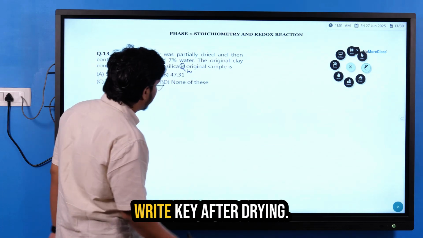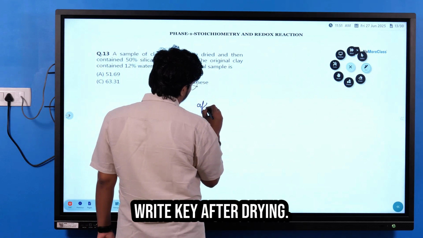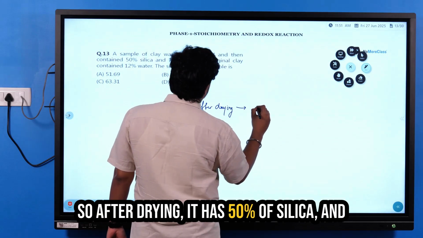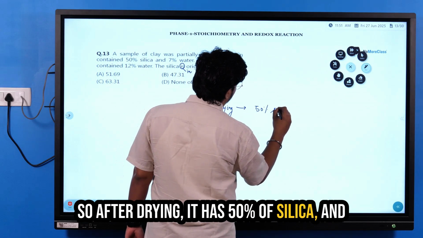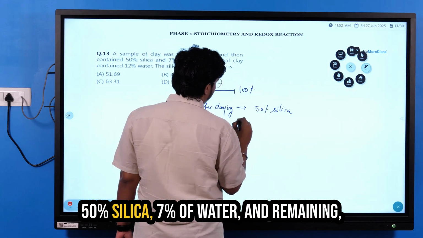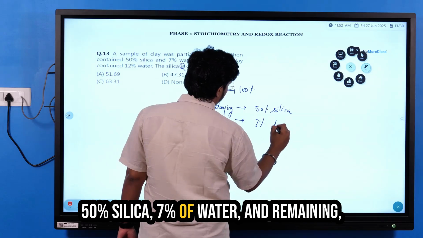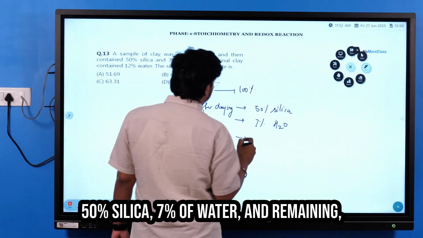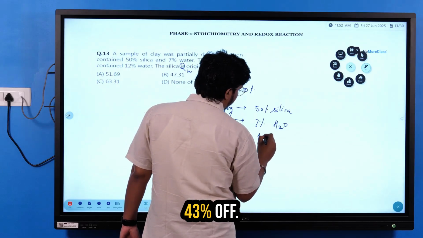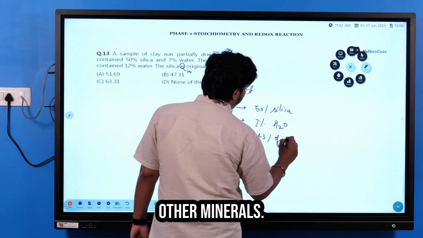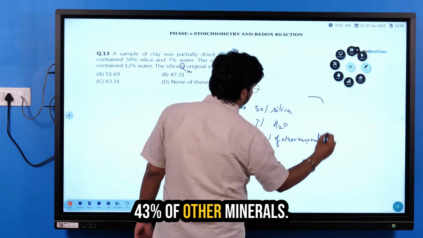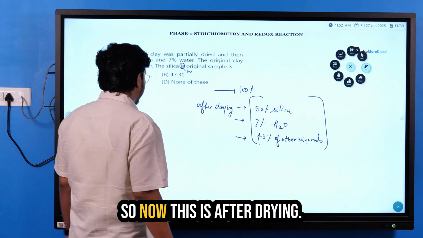So the first thing we'll write is after drying. After drying, it has 50% of silica. If I take the total as 100%, it has 50% silica, 7% of water, and the remaining will be other minerals. So the remaining other minerals in the clay will be 43%. So this is after drying.